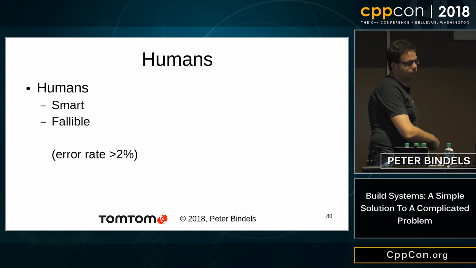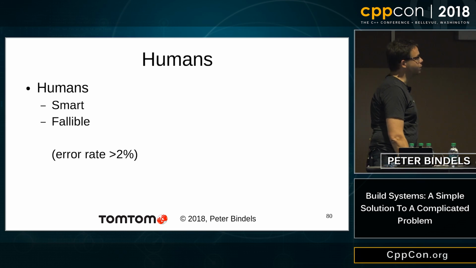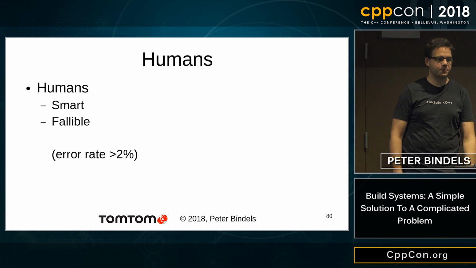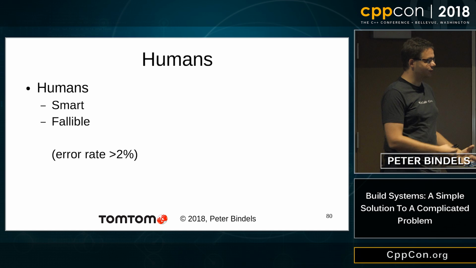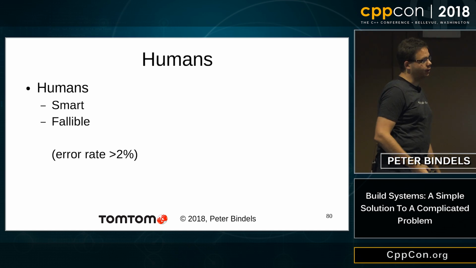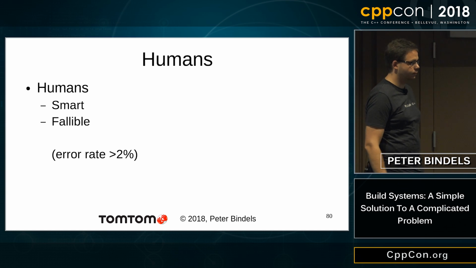And this is because humans are smart. We do the smart work. We do the actual implementation. But we're fallible. We are really bad at doing things consistently. We have an error rate. And the error rate is, I guess, 2%. It's probably more, depending on who you talk to.